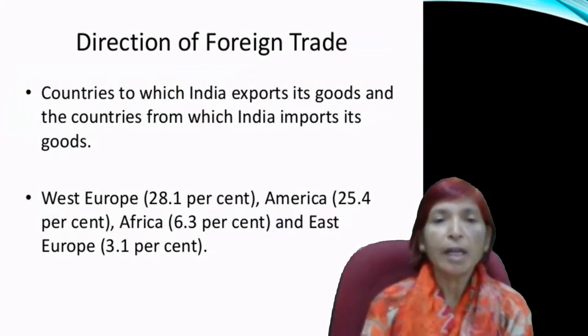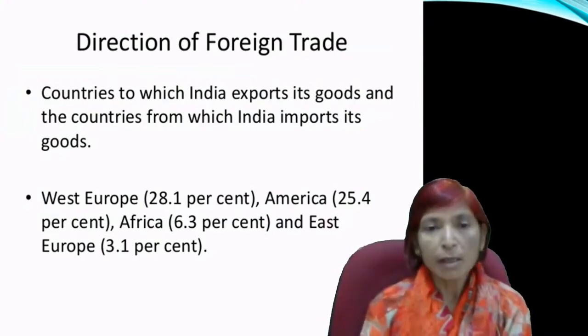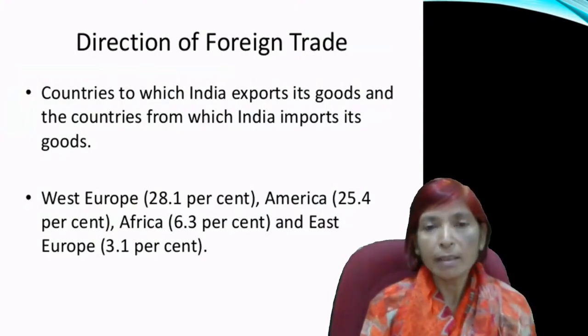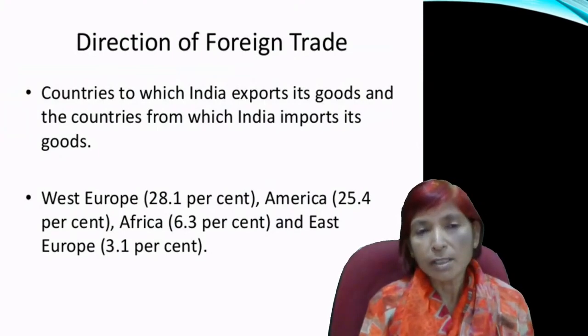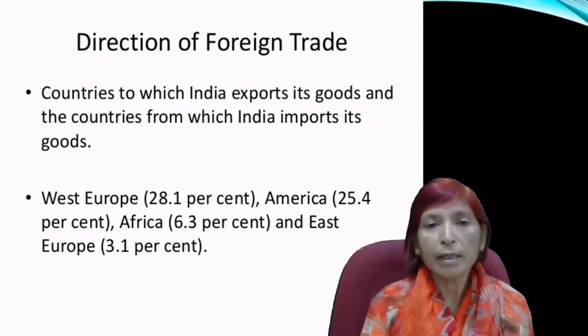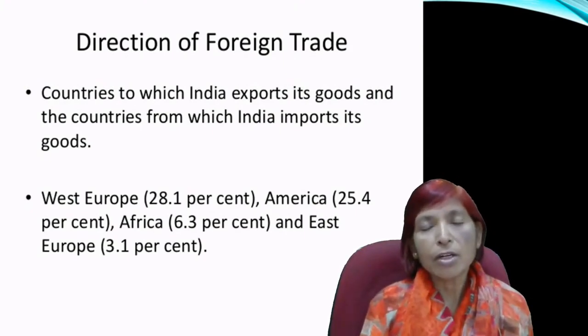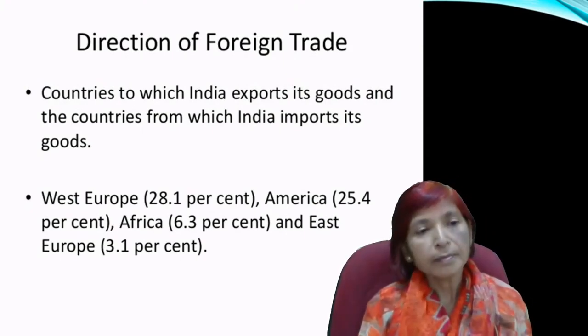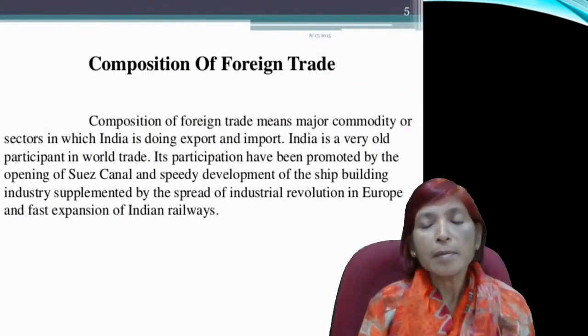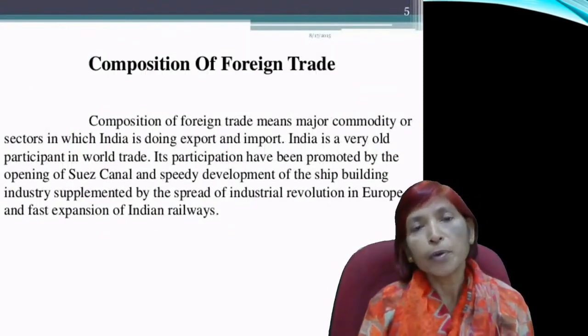If we are talking about different nations with which India is doing trade, those are the trading partner countries, and these trading partner countries are known as direction of foreign trade. And composition of foreign trade includes items of exports and imports.